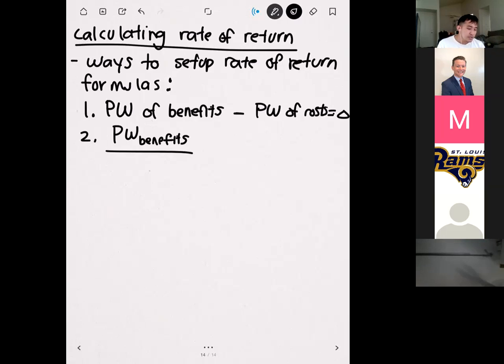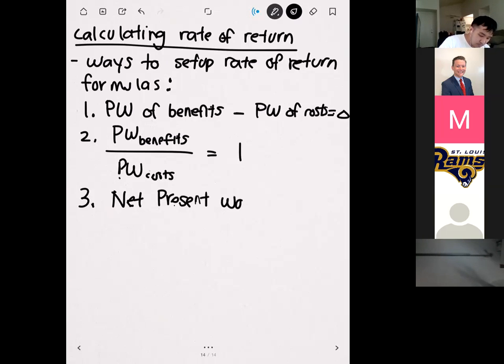Another way that you can do it, which is kind of a spin off the previous formula, is the present worth of the benefits divided by the present worth of the costs, set equal to 1. Then solve for the interest rate that will make this ratio equal to 1. Another way you can express the first equation is to say that the net present worth is equal to 0.